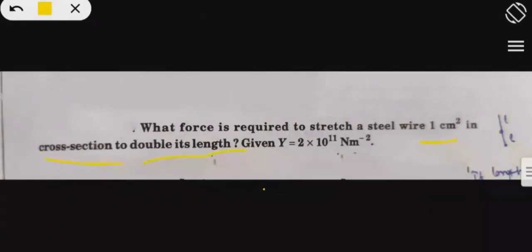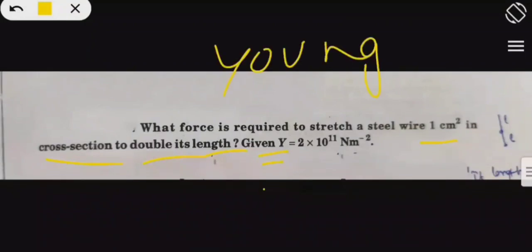We have to double its length, and here Young's modulus is given. Young's modulus is 2 into 10 to the power 11 Newton per meter square. That we need to find out. So we need to find out the force.